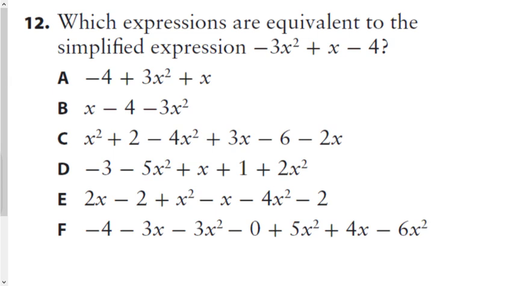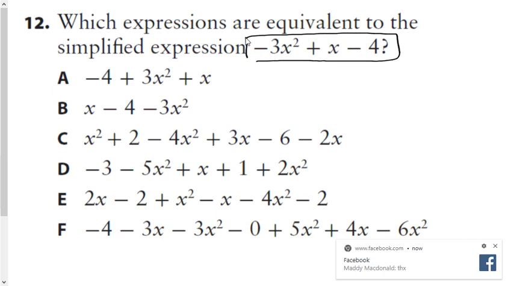Which expressions are equivalent? So in this particular one, we are given the trinomial of negative 3x squared plus x minus 4. We are given 5 different polynomials that, once collected, may or may not be equivalent.